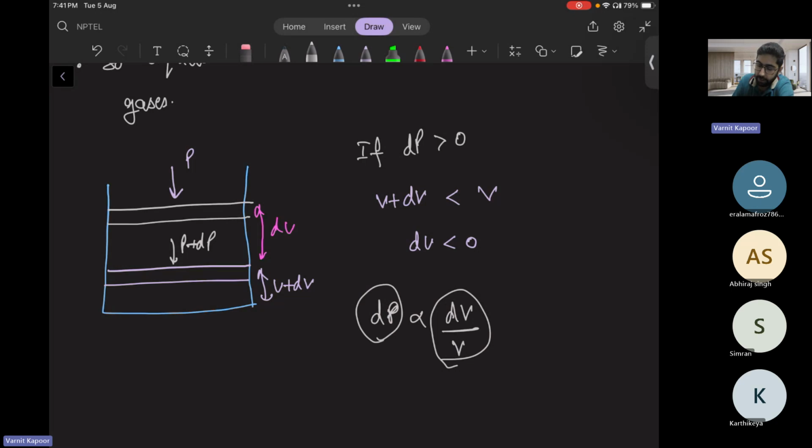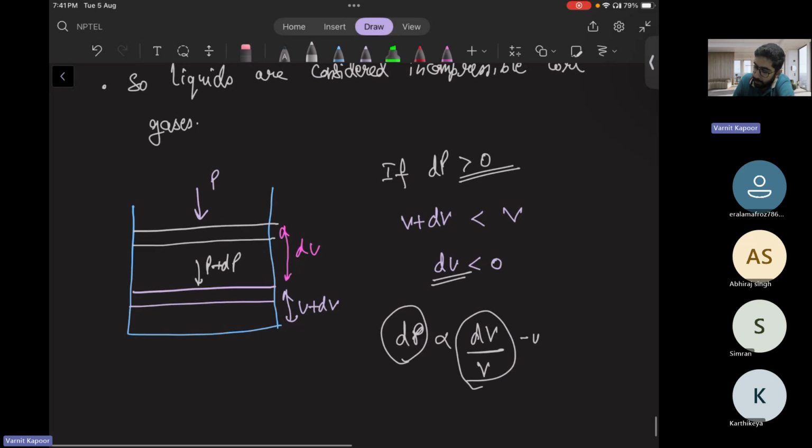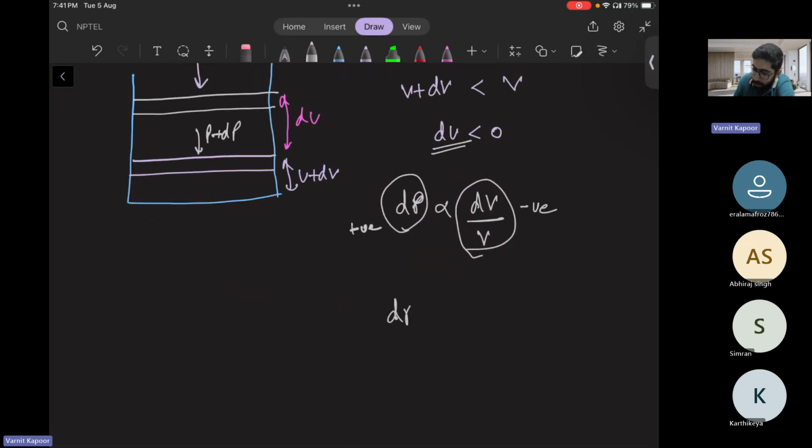and the change in pressure is a positive value, whereas dV is a negative value. So if your dP is positive and this value is negative, you have to provide an extra negative sign so that it becomes positive. So your dP is equal to the bulk modulus K times minus dV by V, to make dP positive. So this is your relation: dP is equal to K times minus dV by V.